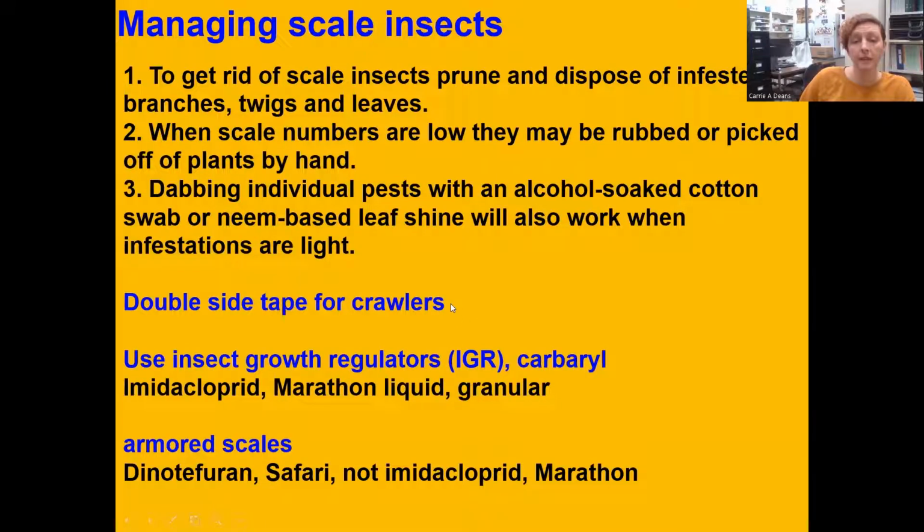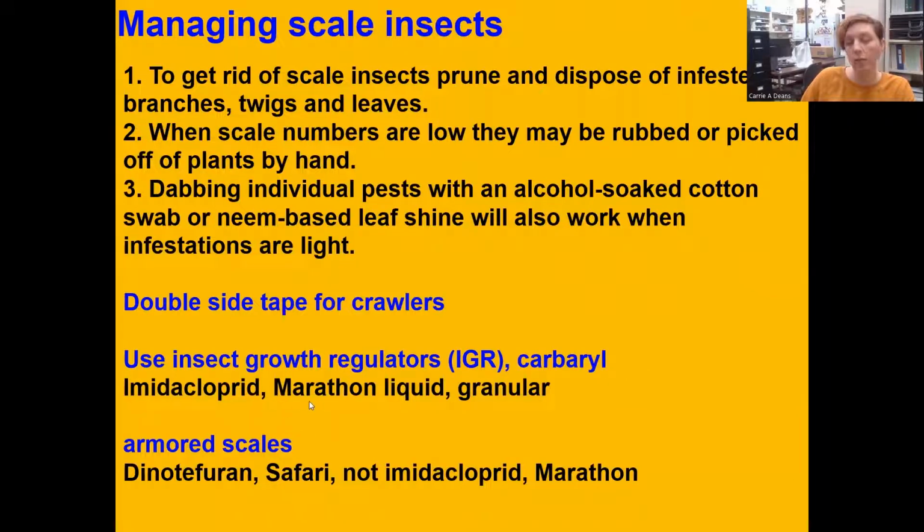To sort of prevent the spread of scale insects, you can use double-sided tape, other types of sticky barriers that are going to prevent the crawlers from dispersing on a plant. In terms of chemicals, you should be able to use some sort of insect growth regulator that will affect the development of the immature stage. And you can also use, in some cases, systemic insecticides such as imidacloprid.